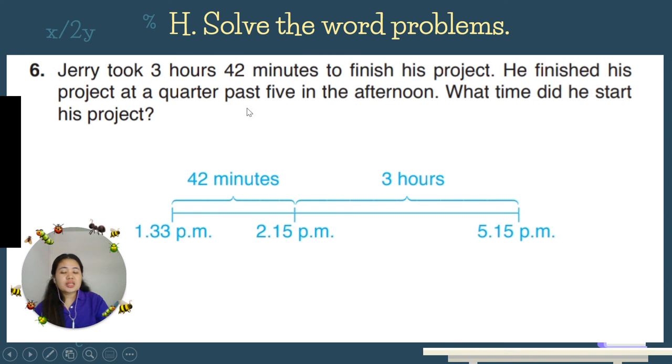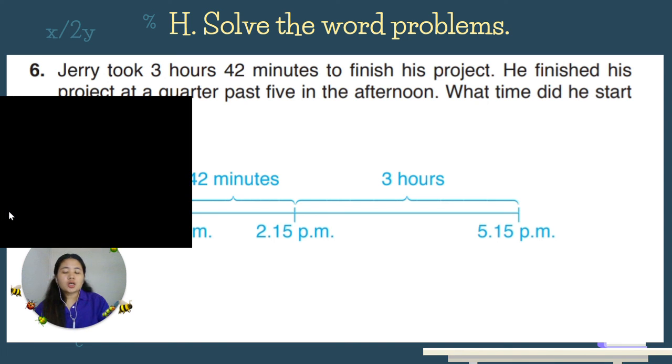Then the duration is 3 hours and 42 minutes. I told you that if you solve for the start time, you have to minus. But if we look for the end time, we add, right? If it's the start time, we have to minus because we have to go back. So that's minus. So 5:15 p.m. is the end time. Then we have to minus 3 hours. So 5 minus 3, the answer is 2. Very good. Then 2:15 minus 42 minutes.